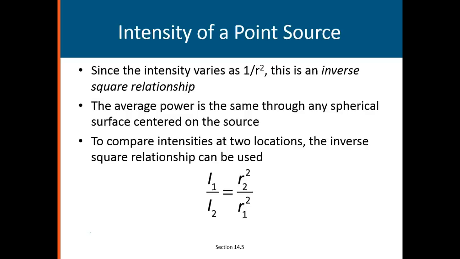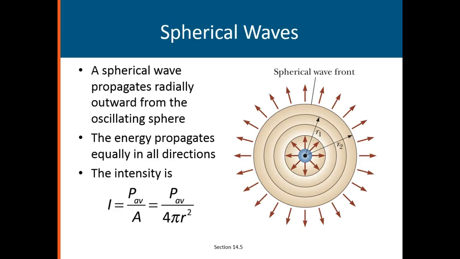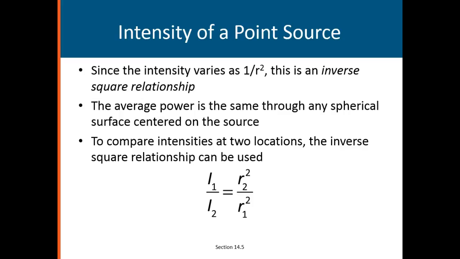Okay, let's go back here. The average power coming out of here is the same there as it is here, as it is there, as it is there. The same power is passing through each. But the surface areas of those spheres are getting bigger. Same power divided by bigger and bigger areas means the intensity is decreasing and falling off by the inverse square law.